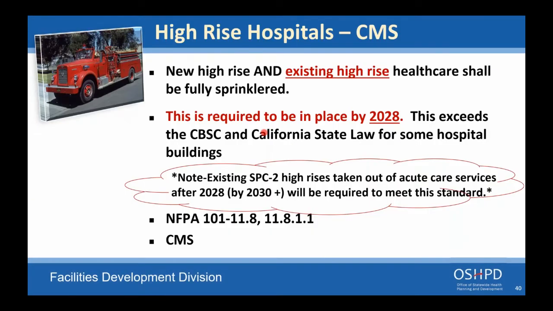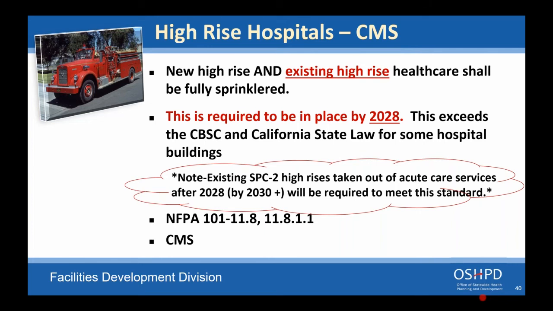Okay, this is just an FYI slide. CMS actually has a new requirement. It started in 2018, where they are requiring that any high-rise building, new and existing, be fully sprinklered. There's a 10-year period to get this into effect. So by 2028, all high-rise buildings have to be fully sprinklered.